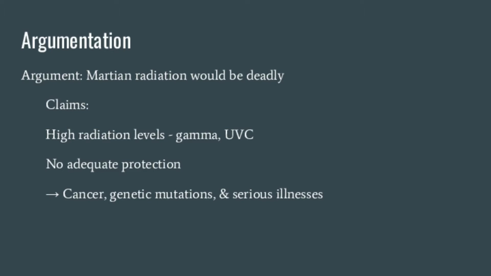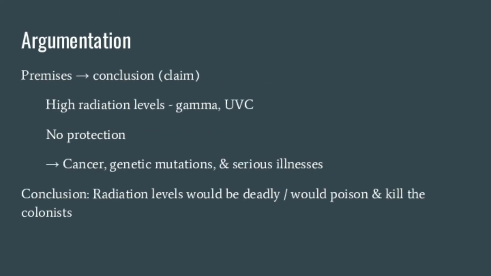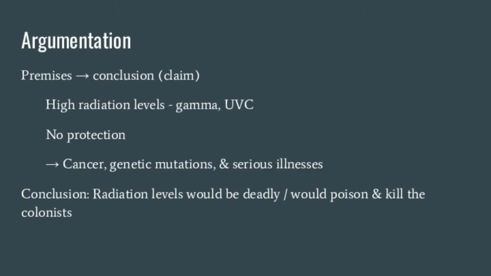So that's kind of the same thing as what we did before. It's just that we've changed the order to show the logical structure. So this is more of the logical structure. The logic is like this. Premise 1, high radiation levels. Premise 2, no possible protection. Premise 3, the disastrous health effects. Three premises. Conclusion: therefore radiation levels would be deadly, would poison and kill the colonists.